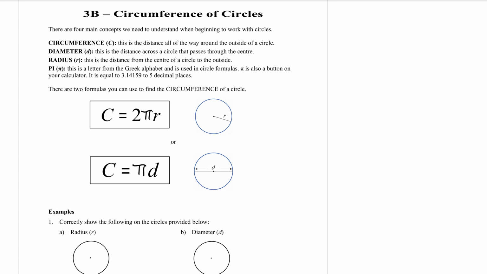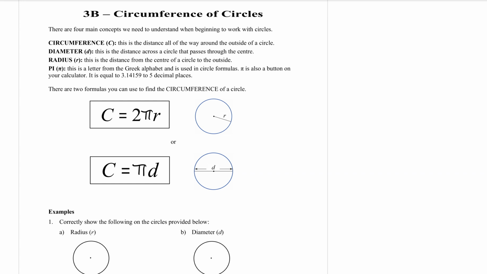Now last lesson we learned about perimeter, which was adding up the side lengths of our shapes to find the total distance around a shape. Now circumference is really doing the same thing. We are trying to find the distance around the outside of a circle. And it's just that we have a special name for it when it's a circle. So instead of calling it perimeter of a circle, we call it circumference of a circle.